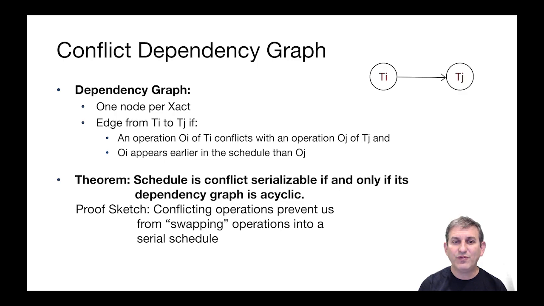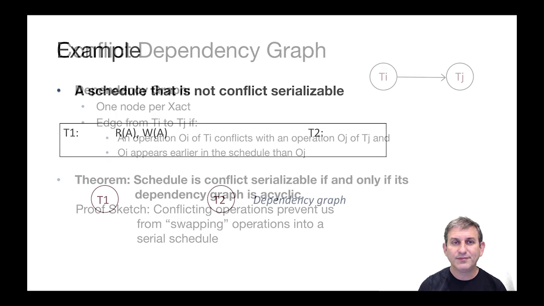And as a sketch of a proof, think about this. Conflicting operations can't be reordered. Remember on the previous slide we could swap non-conflicting operations, but conflicting operations can't be reordered. And that prevents us from swapping the operations in a schedule with a cyclic conflict dependency graph to get a serial schedule. So let's see an example of that to make this point more clear.